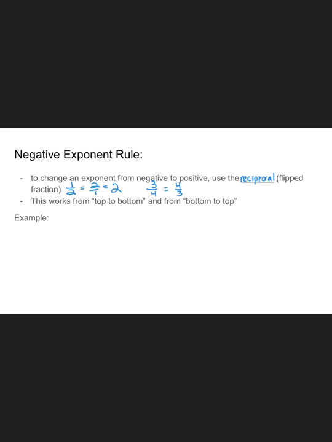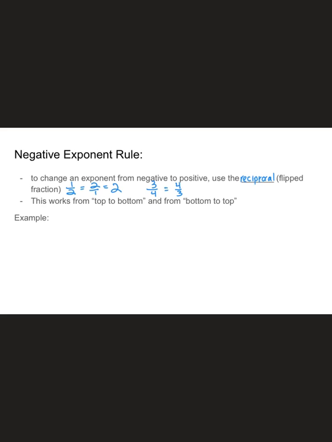And this works from top to bottom, which means if you want to take a negative exponent on the top and put it to the bottom, or if there's a negative exponent on the bottom, you can take it and put it to the top to make it positive. It works in both directions. We will do examples where you can see both directions. All right? Let's just do some examples and see if it becomes a little more clear by practicing.